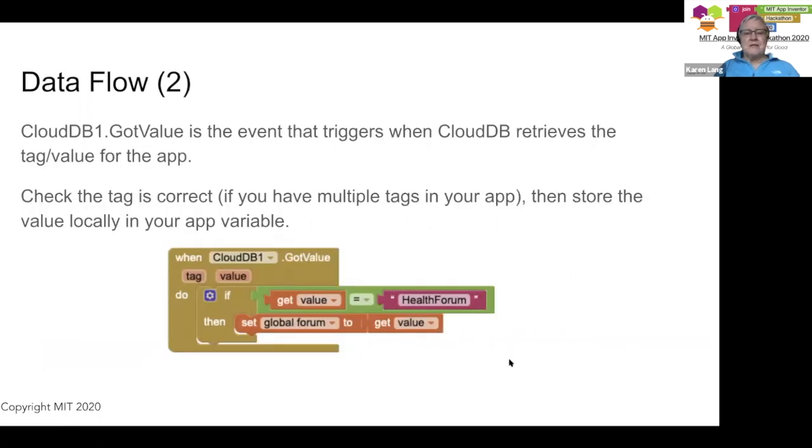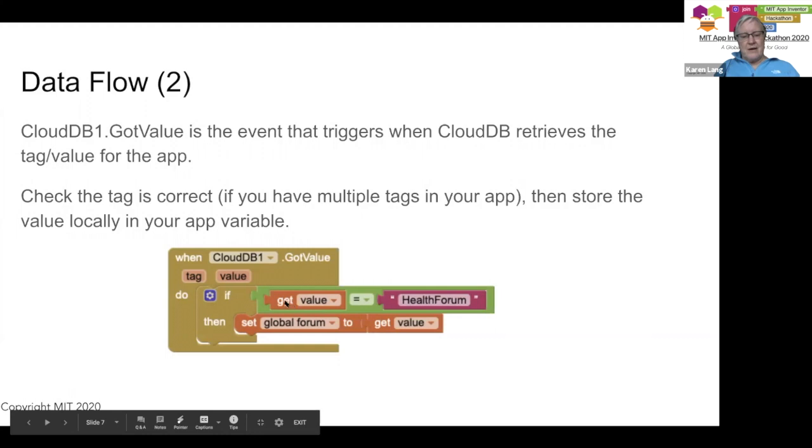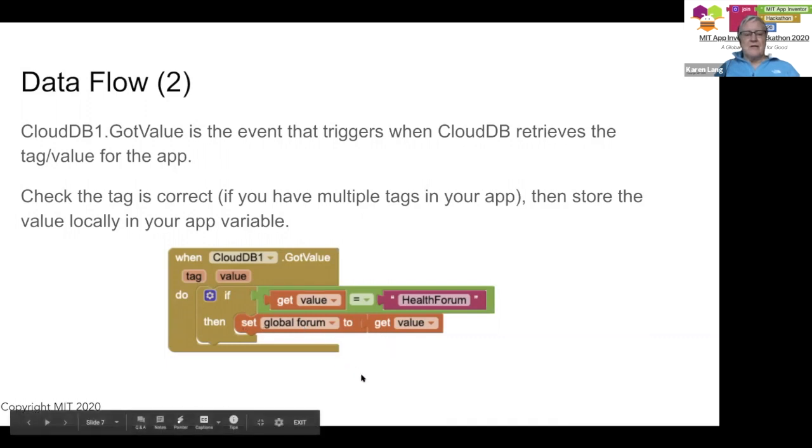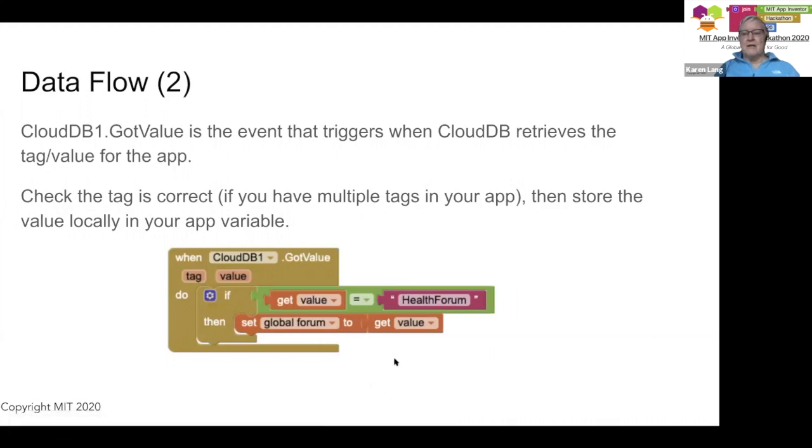Okay, so what happens is I ask CloudDB to give me the value. Once it's got the value, it returns it. This is a good practice, to put an if statement in there, an if block, and to check, when I get this, it's actually a bug on my part, this should be tag. If the tag is equal to health forum, then set my variable forum to get value. Okay, so first I check the tag, and if it's equal to health forum, then I'm going to take what's in the cloud and put it in my local variable.